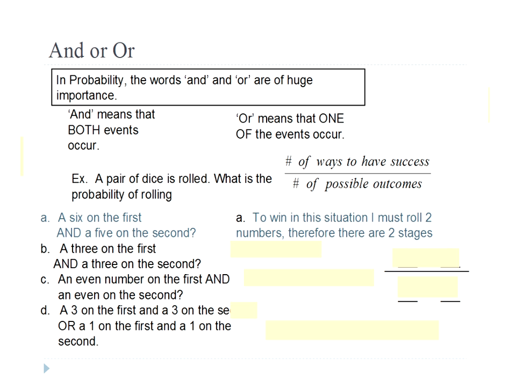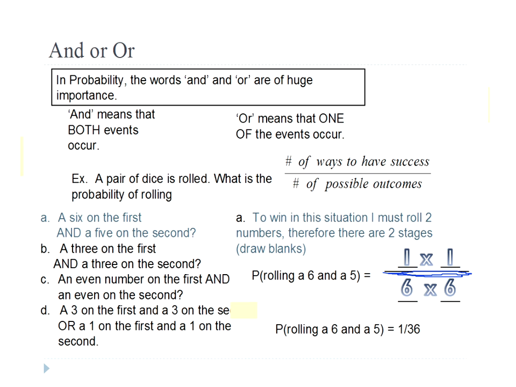And so to win this, I must roll 2 numbers here, so there's 2 stages. Now, because it's probability, I'm going to draw the fraction. I definitely know that I have a fraction here. And now there's 2 blanks in each one. So I'm looking for the probability of rolling a 6 and a 5. Well, there are 6 options in both scenarios, and there's only one good one. There's only one way to get success for each stage. There's only one 6, and there's only one 5. And when I multiply these together, I multiply top by top and bottom by bottom, and therefore I get 1 over 36.